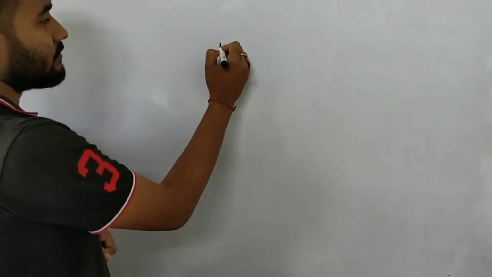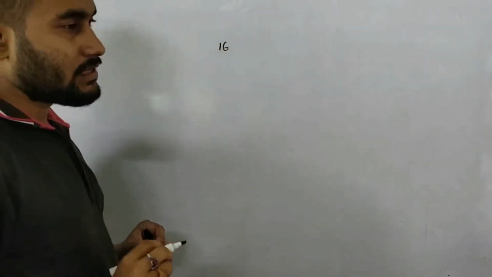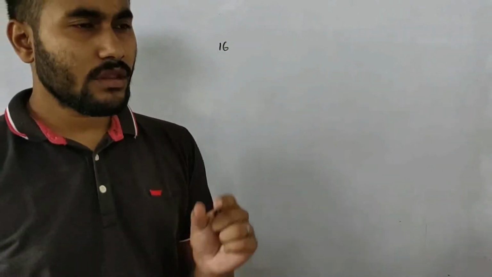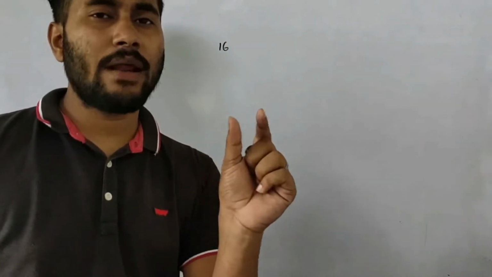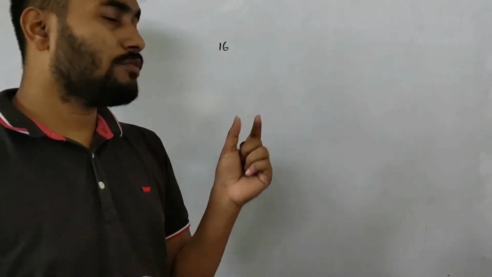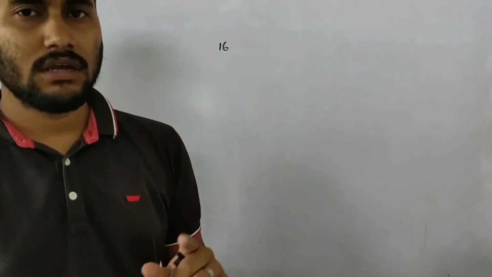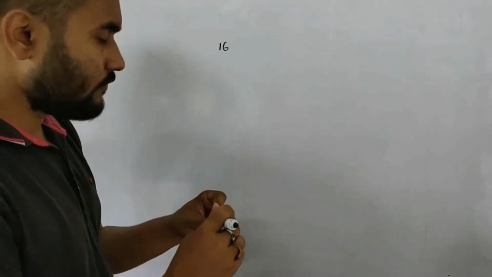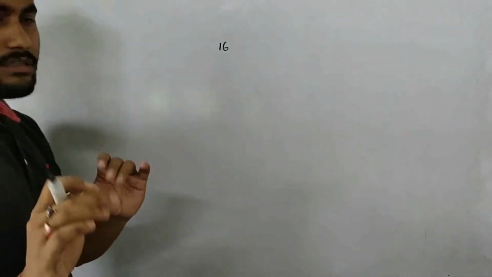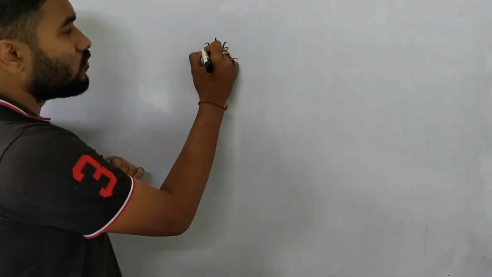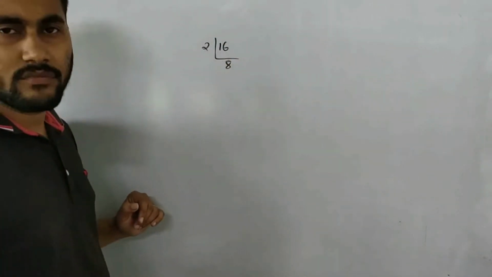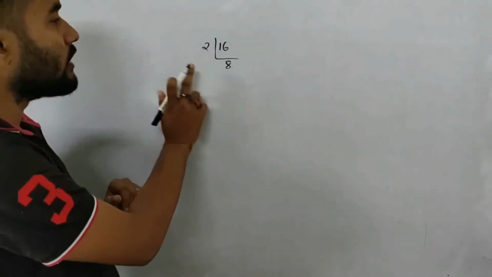Okay, 16. If 16 has to be a perfect square, then its factors should be in pairs of prime numbers. Now you might get a little bit confused, so let me break this down. 2 eights are 16. Done. This is the prime factorization method.